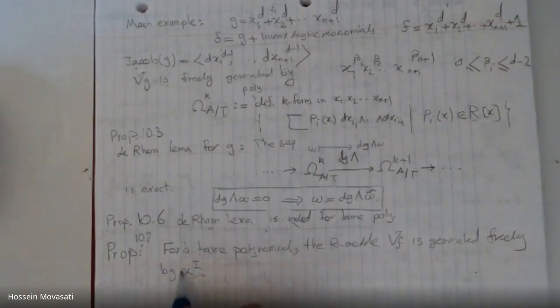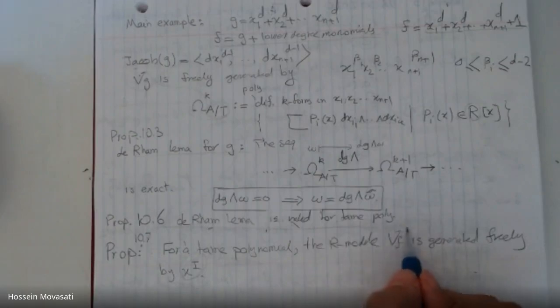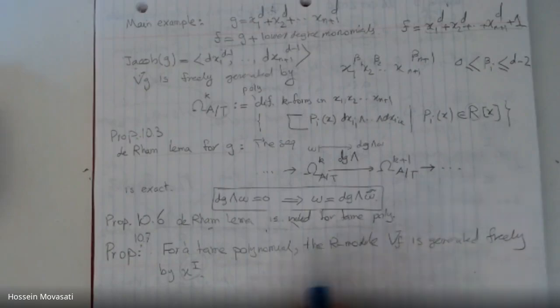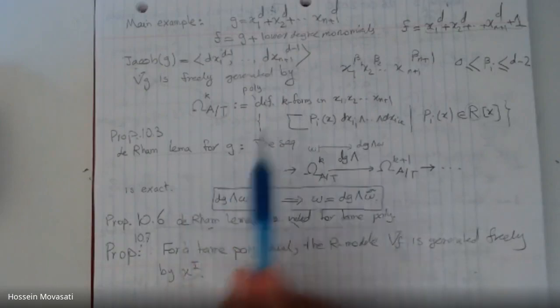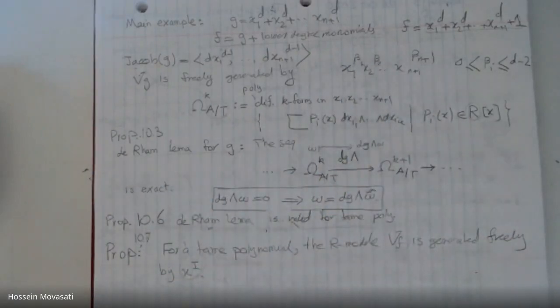Remember that this x to the I were the basis of the Vg, and now the claim is that the same monomials also give a basis of a Vf, and so the choice of a basis of Vf just depends on the last homogeneous piece of f. If we fix a basis for Vg, it will be done also for Vf.